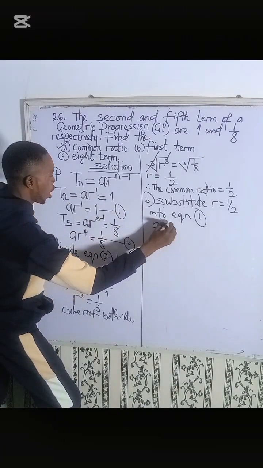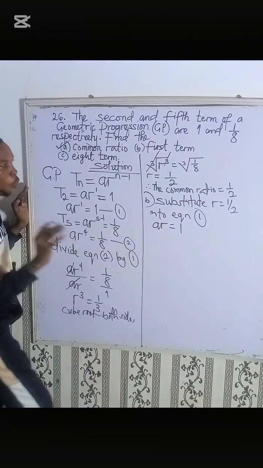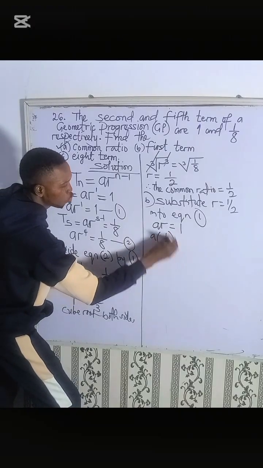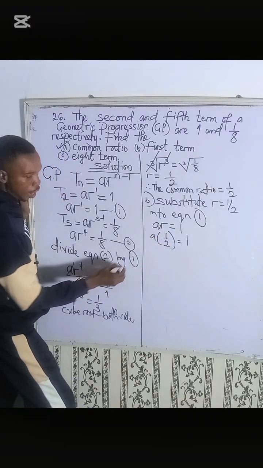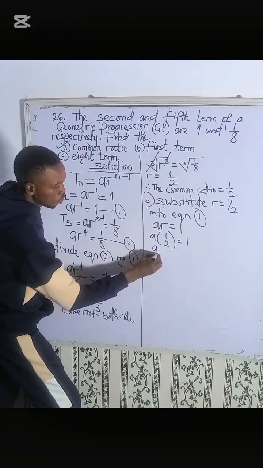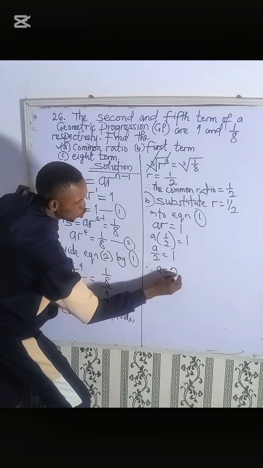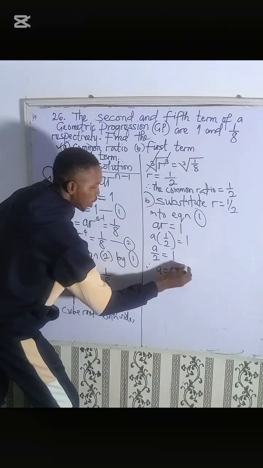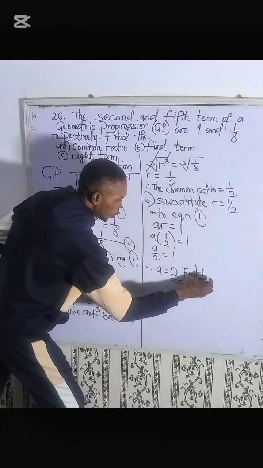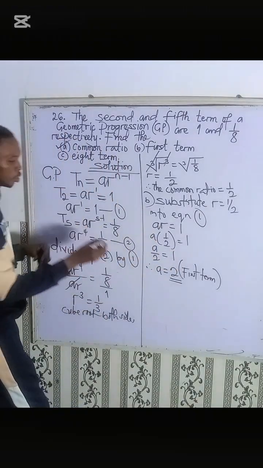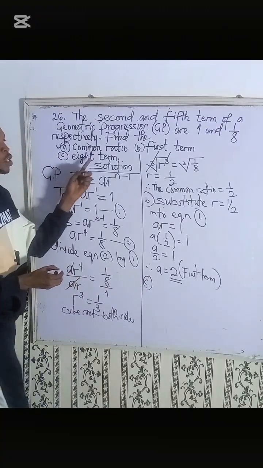That's ar is equal to 1. That's equation 1. So I will replace r with 1 divided by 2 equal to 1. Right? This will give a divided by 2 equal to 1. Therefore, a is equal to 2. So the first term is equal to 2.